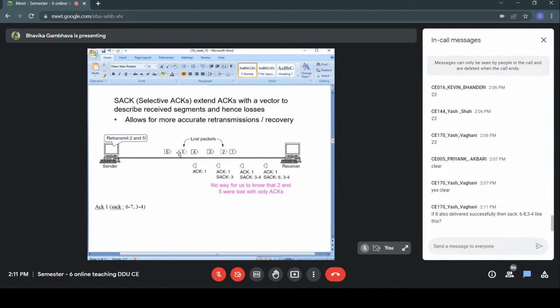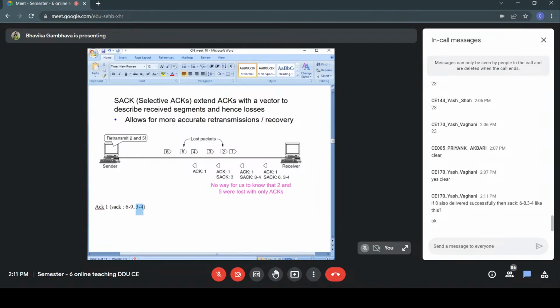Have you followed it? Yes. If 8 is also delivered, like after 7, 8 is also delivered, then it will be 6 to 8 and then 3, 4. If 9 is also delivered, then we will be changing this 6 to 9 and this. So this is one selective acknowledgement block. This is another selective acknowledgement block.